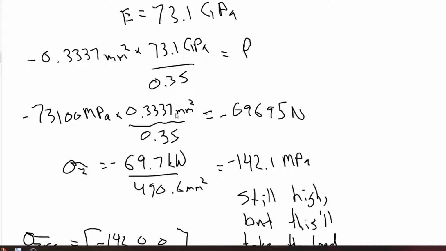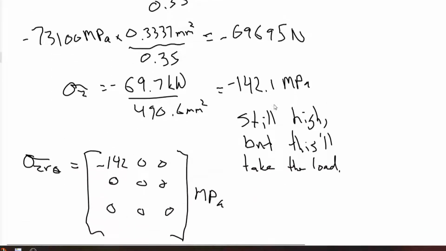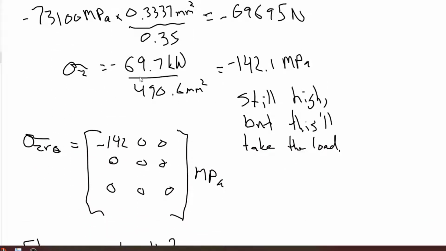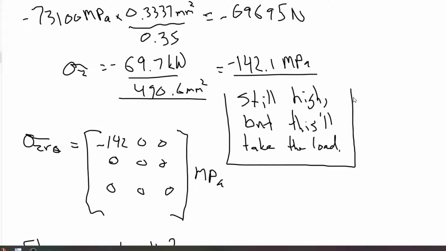So again, I did my whole GPa to MPa conversion here, and that gives us 69,695 newtons. So to get our stress state, we take that 69.7 kilonewtons divided by our area, and again, just keeping your units in mind and canceling out properly, it's newtons per square millimeter that gives us MPa. So if we multiply this by 1,000, and then divide it by this value, we get minus 142.1 MPa. So again, still a fairly high value, but it'll take the load.